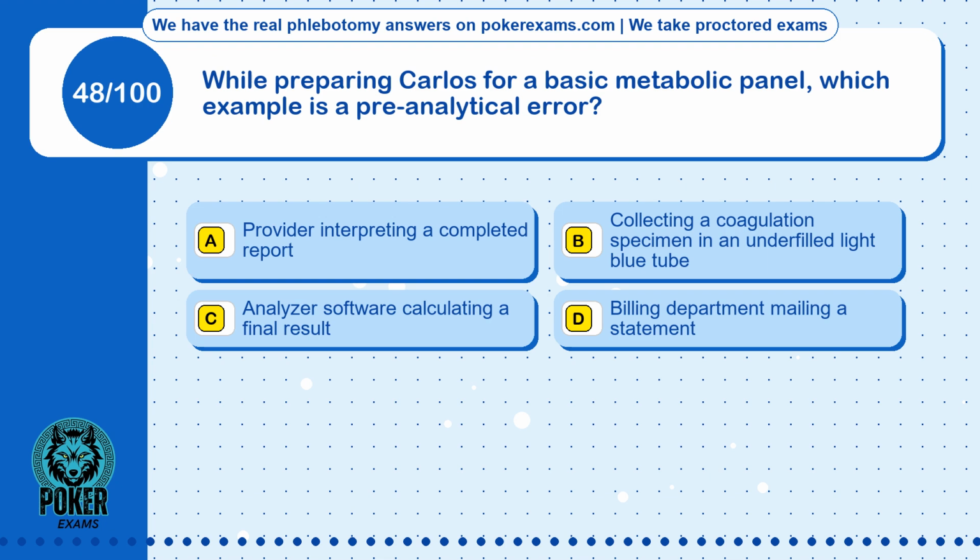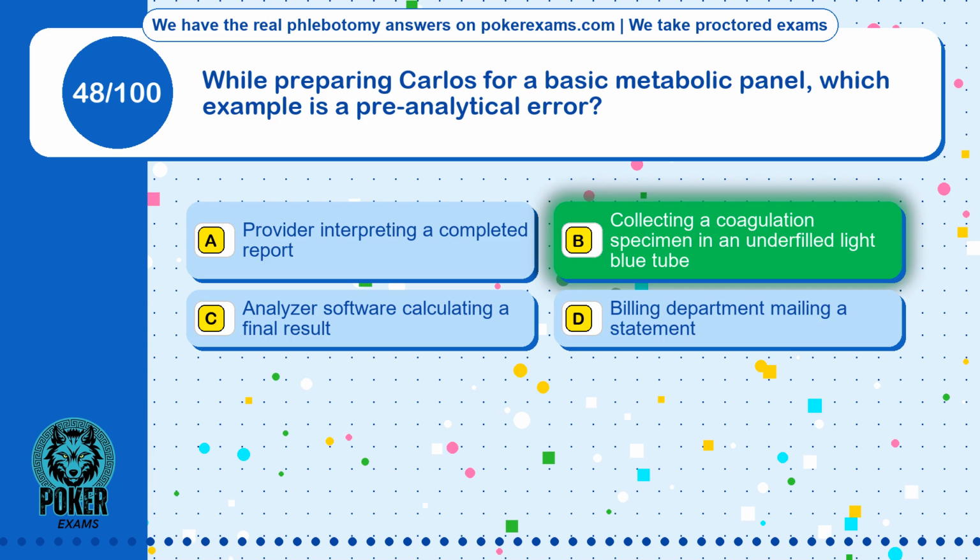Question 48. While preparing Carlos for a basic metabolic panel, which example is a pre-analytical error? Option A. Provider interpreting a completed report. Option B. Collecting a coagulation specimen in an underfilled light blue tube. Option C. Analyzer software calculating a final result. Option D. Billing department mailing a statement.